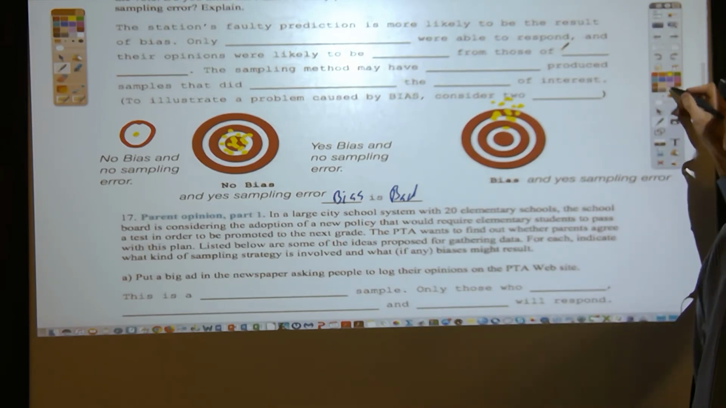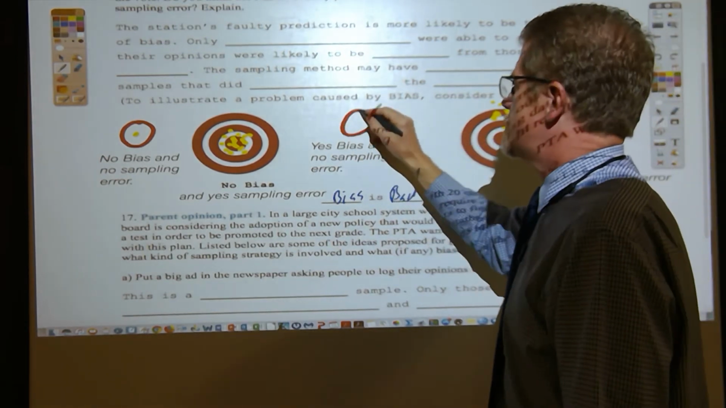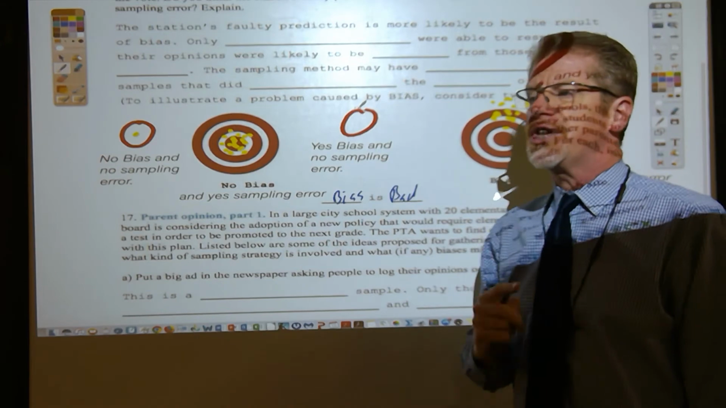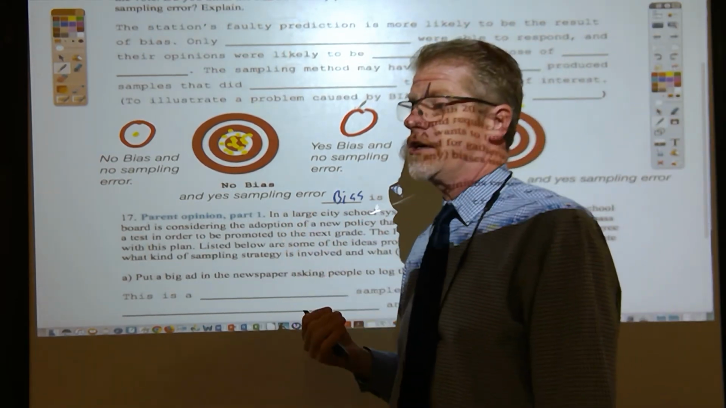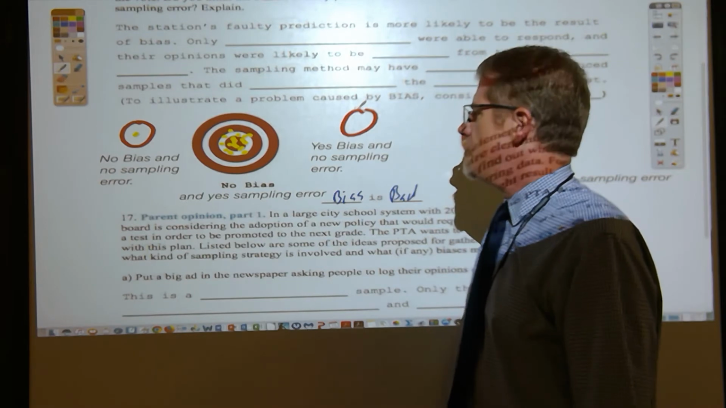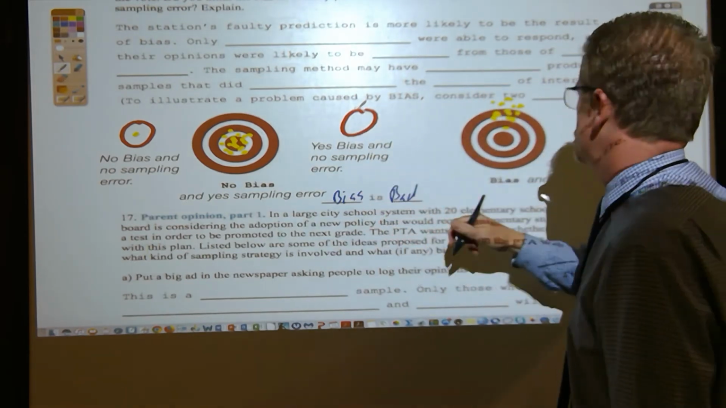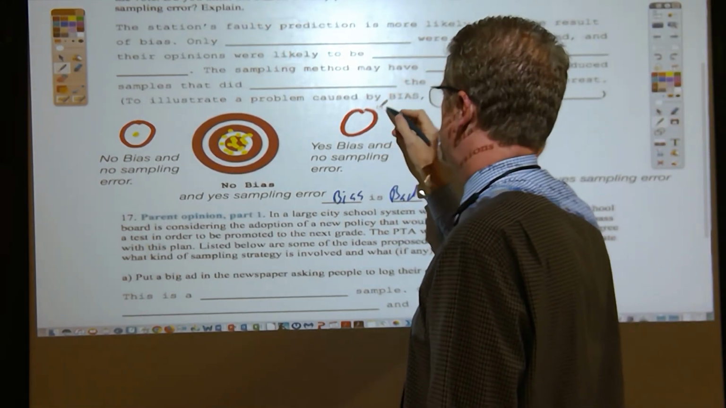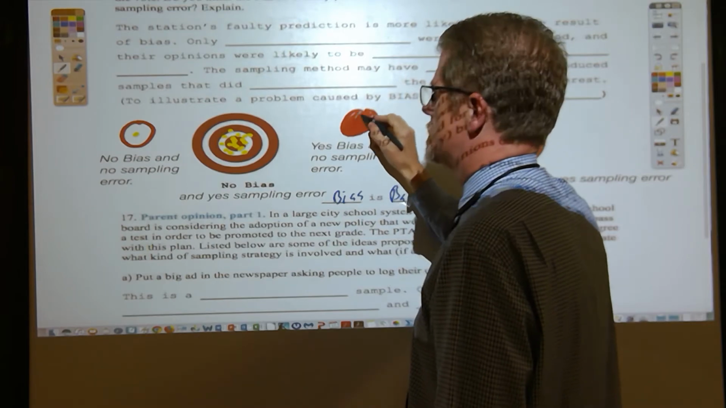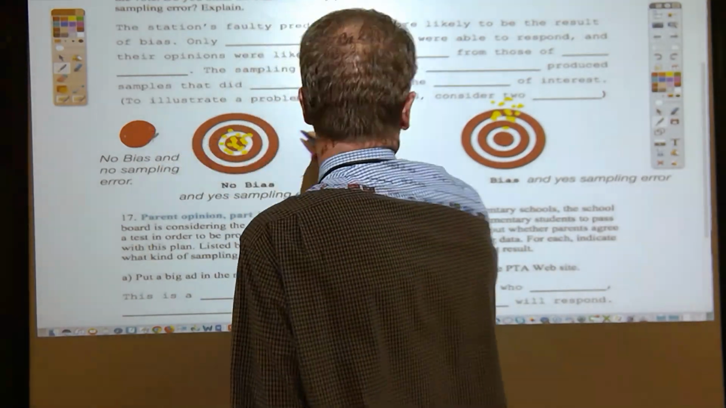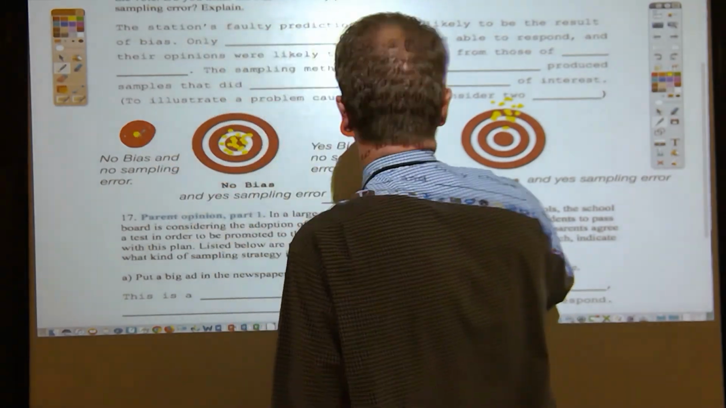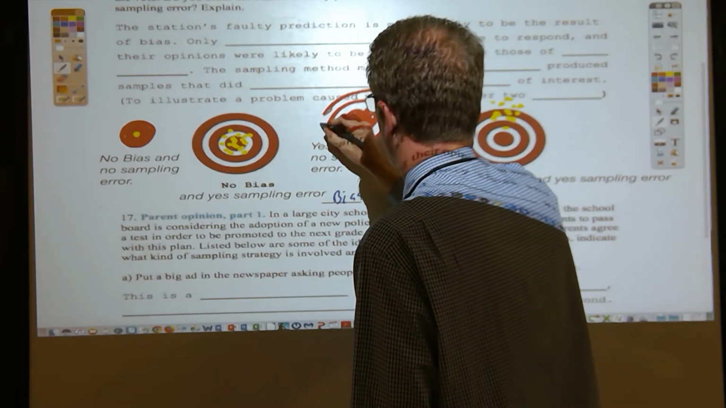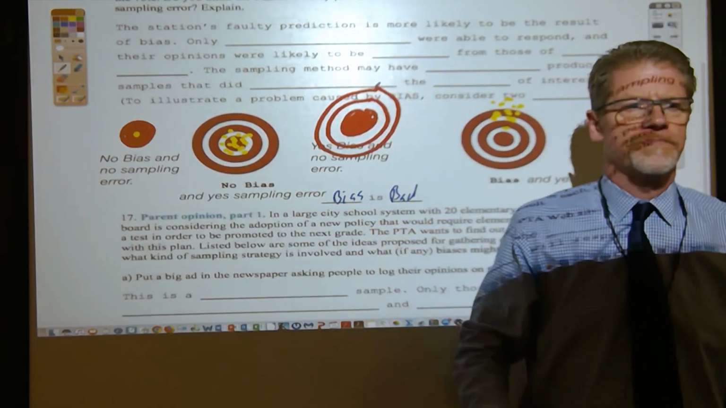Can you draw a picture of what you think I'm going to draw for situations where you have bias but no sampling error? What would that look like? What would the pattern of arrows hitting the target be? Go ahead and draw it. Draw what you think bias would look like, if this is the bullseye, this is the center circle. What would a situation be where you have bias but no sampling error whatsoever? And when you're done, can someone describe what it would look like?